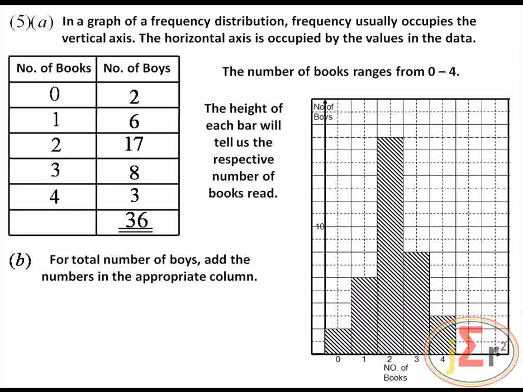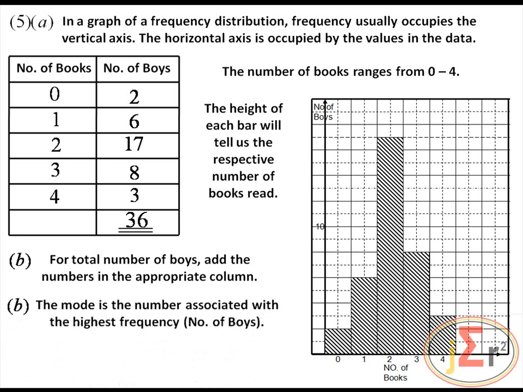What is the modal number of books read? The modal number of books read. The mode is the number associated with the highest frequency, or the highest number of boys. So the highest number of boys, our frequency, is 17, and the number of books associated with that is 2. So the mode of the distribution is equal to 2.